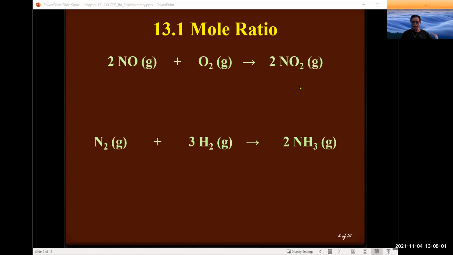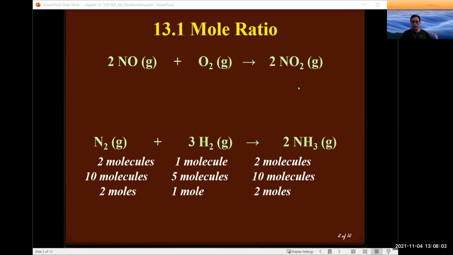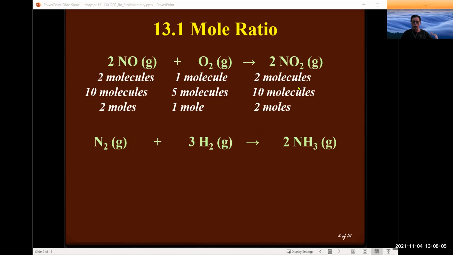Okay, so what is that reaction? How do we interpret that reaction? Well, we can say that it takes 2 molecules of nitrogen monoxide for every 1 molecule of oxygen. You see that? It takes 2 of NO for every 1 of oxygen. And when that process occurs, we end up with 10, okay?